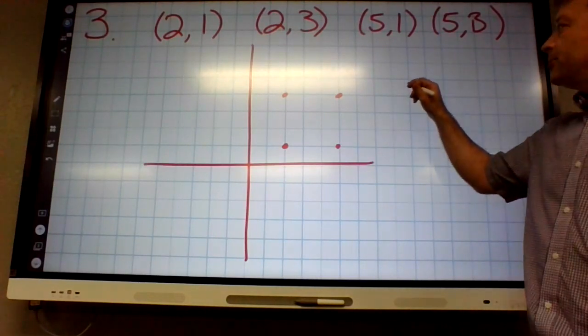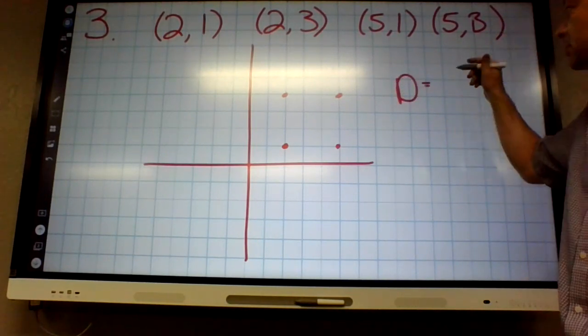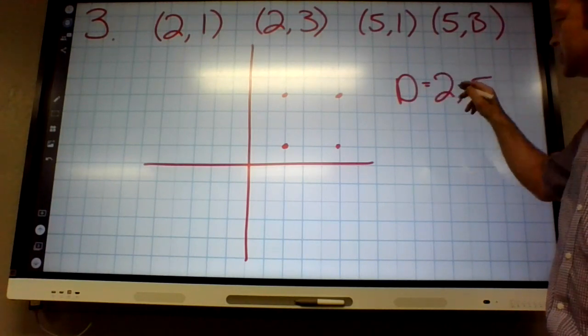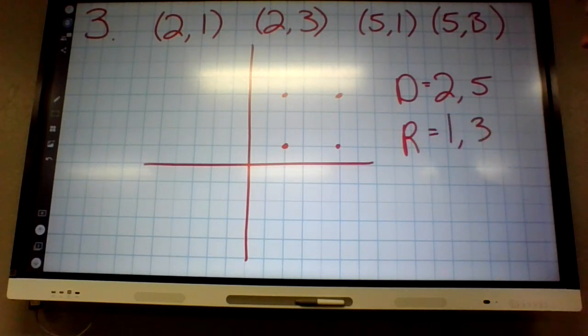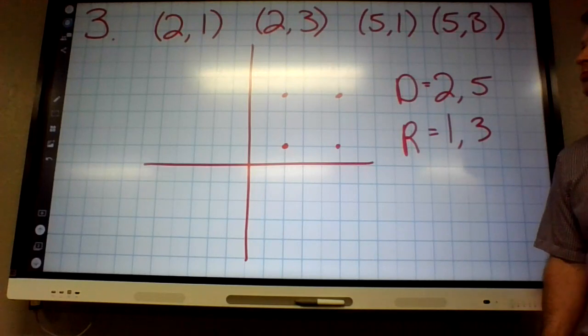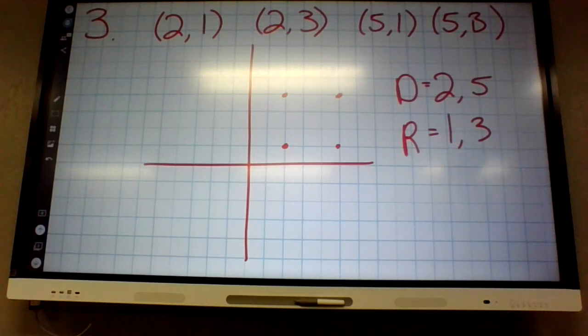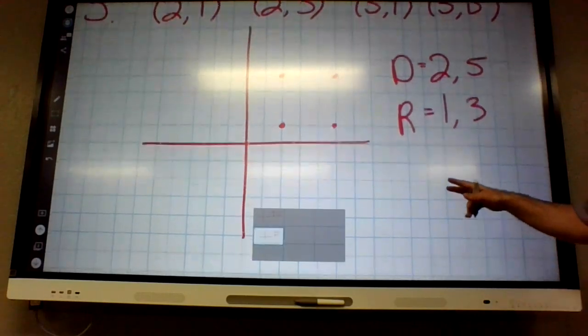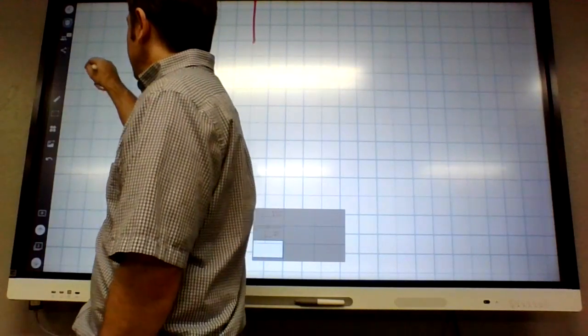Okay, what is the domain? 2 and 5. What is the range? 1 and 3. When you have ordered pairs like we're doing all today, they're called relations because it tells you how the x and y are related.